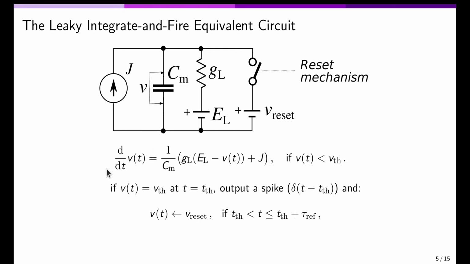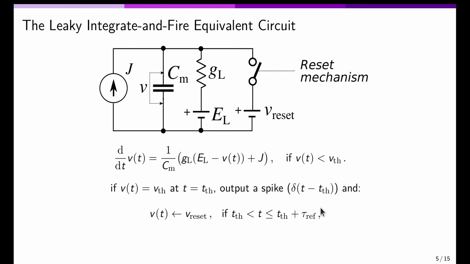Cool. But we've got this caveat. That's what's going to happen when the voltage hasn't hit its threshold. And then we're going to put in some weird stuff. We're going to say, if it hits a threshold at some particular time, then we're going to output some spike. And the spike is going to happen at that time. And then for some period of time, we're going to force the voltage to the reset value. So that's what's going to go on there.